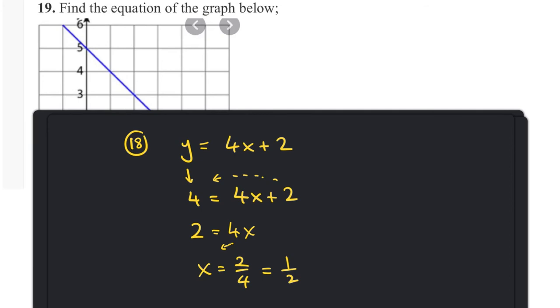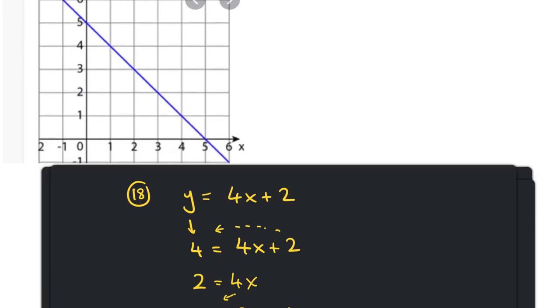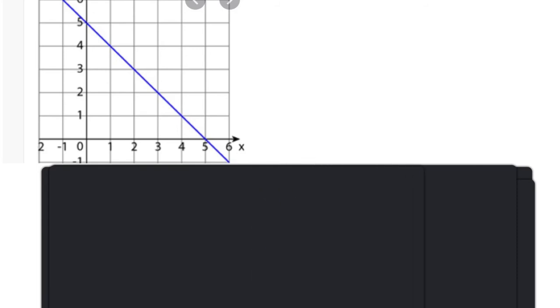19, we've got to find the equation here. I'm just going to drag everything down a bit so we can actually see the graph. There you go. Alright, so what are we looking for in this graph here? We're looking for the y-intercept. Well, the y-intercept is up there. So we know our starting equation is mx plus b. So this will be the y-intercept 5. So b equals 5. M's the slope, so we've got to find the slope of this line here.